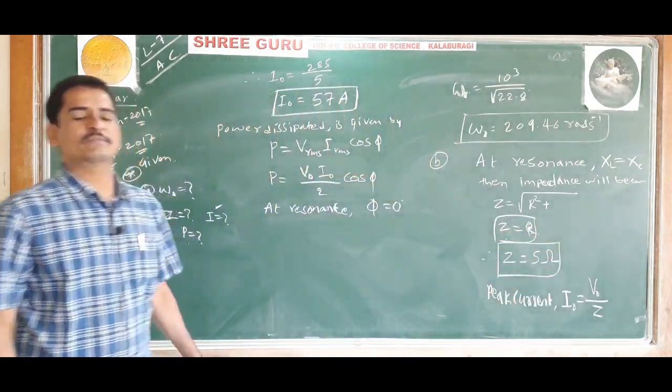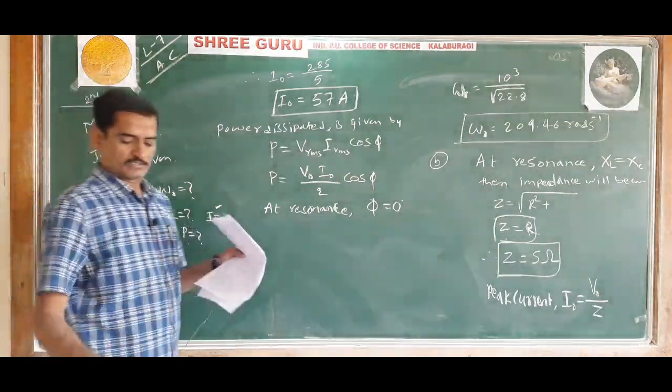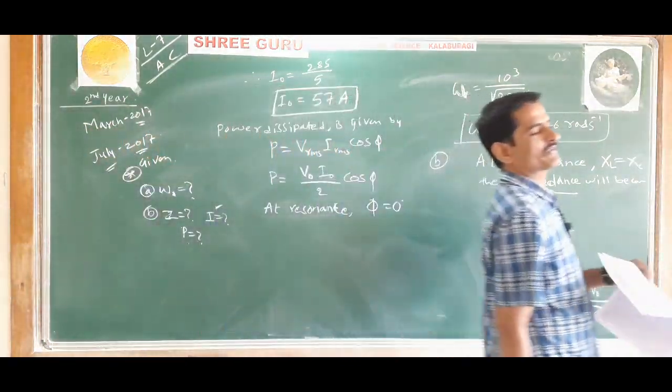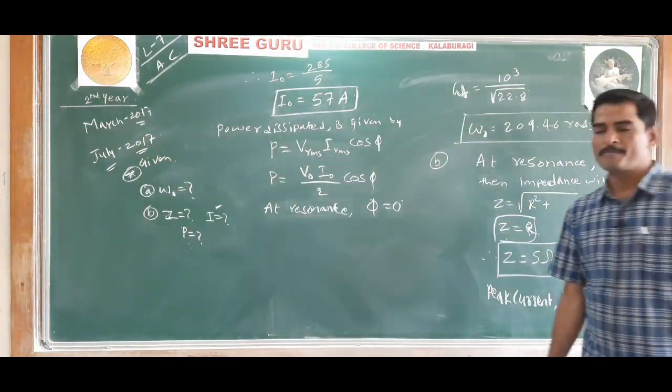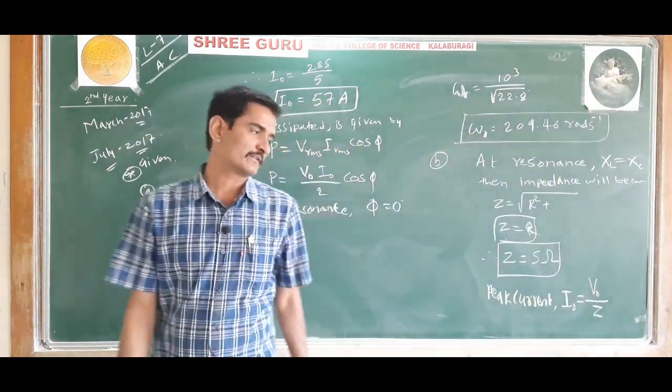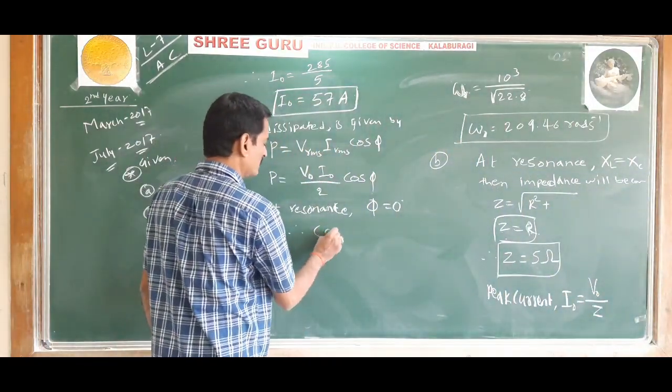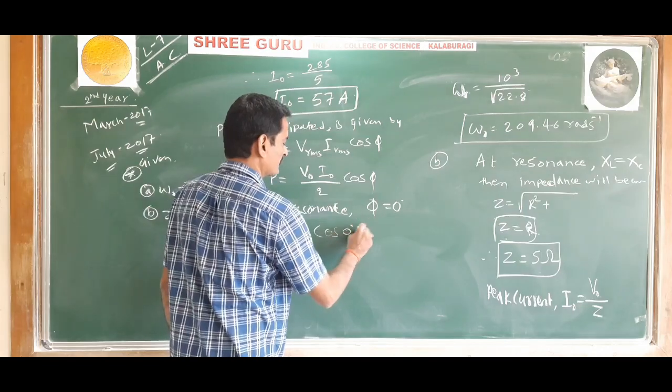So there is no phase difference. The phase difference between the current and voltage becomes 0. It is cos of 0 degrees. So therefore cos of 0 degree is 1.